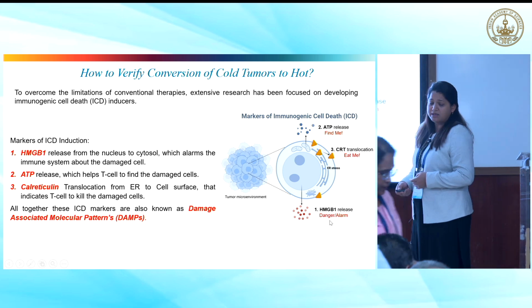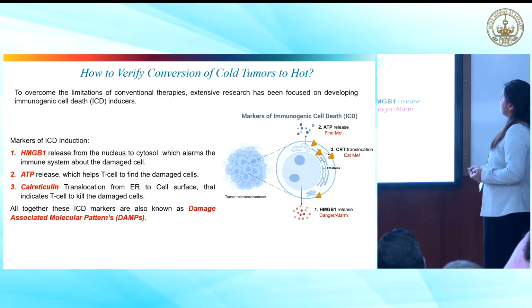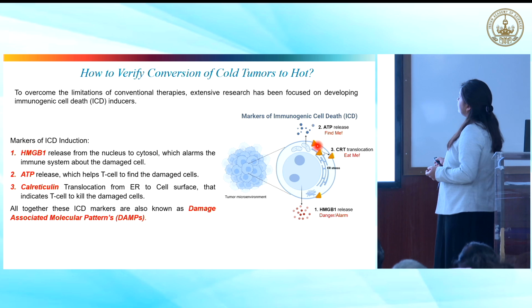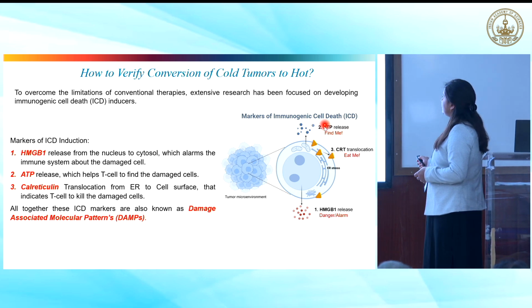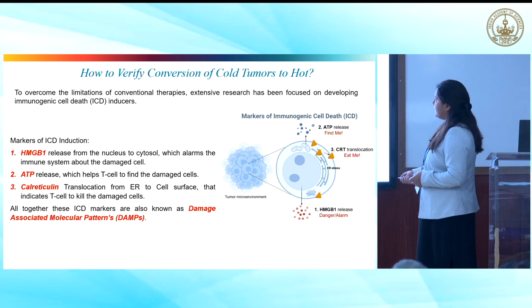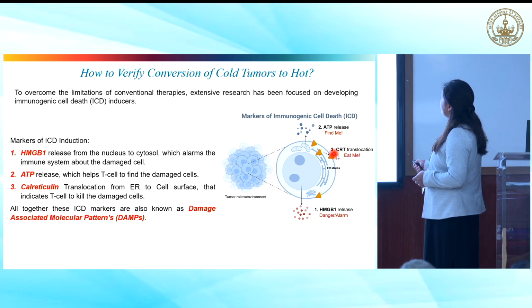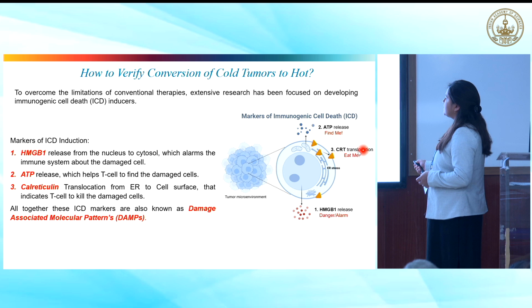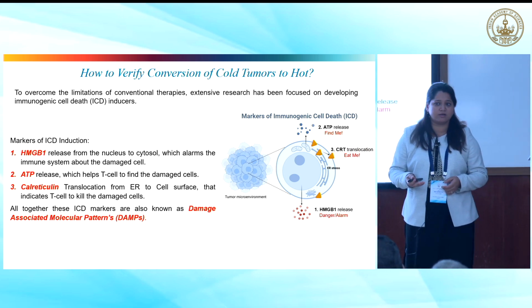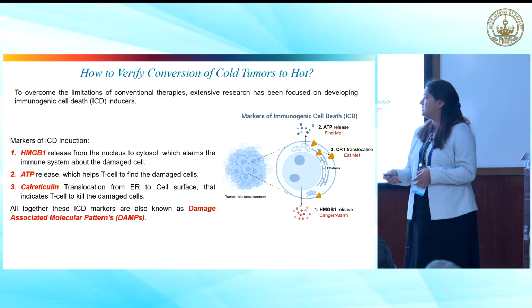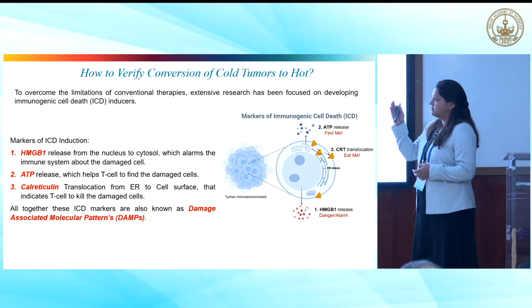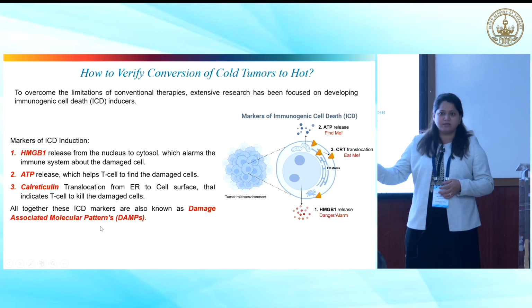The second one is the ATP release, which is also called the find-me signal. It is released outside the cell. This is the second marker for immunogenic cell death, and it helps to find the damaged cell. The last one is the calreticulin translocation. These are proteins present on the surface of the endoplasmic reticulum, which is one of the different organelles present inside the cells. Together, these three markers are known as the damage associated molecular patterns.